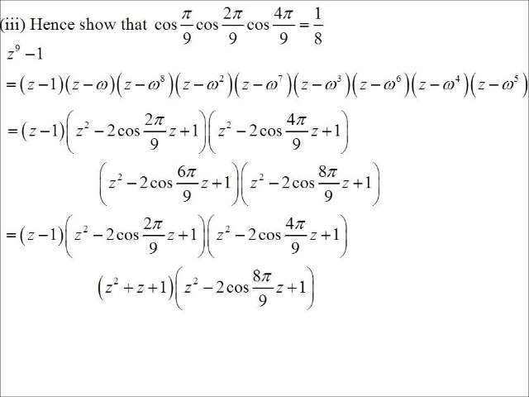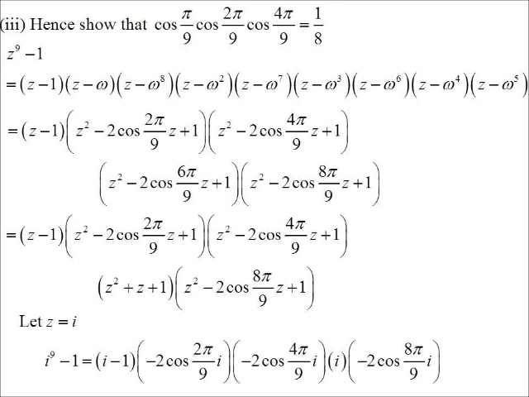Oh, what was that one? I heard someone say it. Sub in i. Because then z squared will be negative 1. And then you'll have negative 1 plus 1, and I'll just be left with a single term. So if we sub in, let z equal i. So subbing in, I get i to the power of 9 minus 1 is equal to i minus 1.